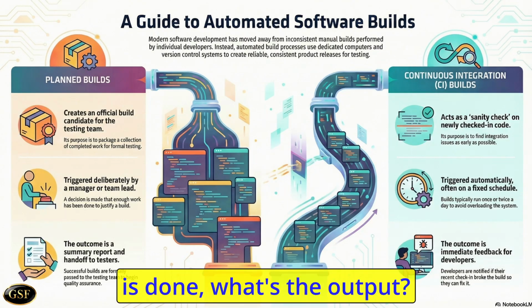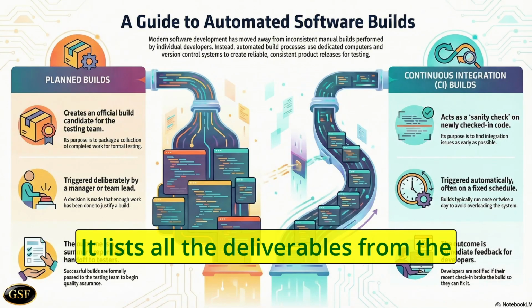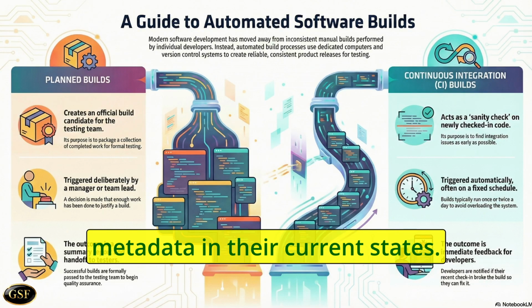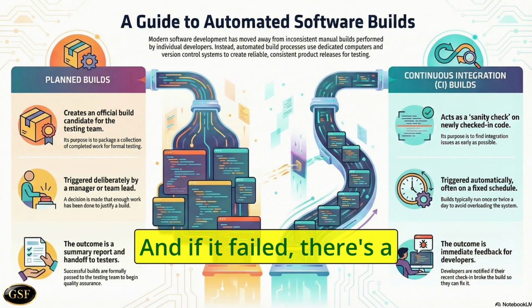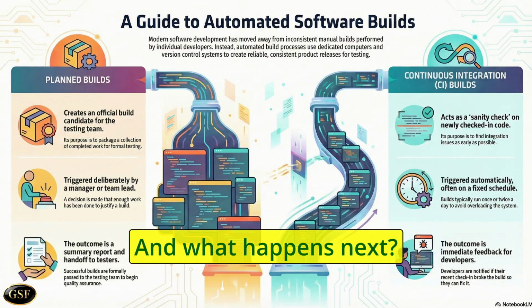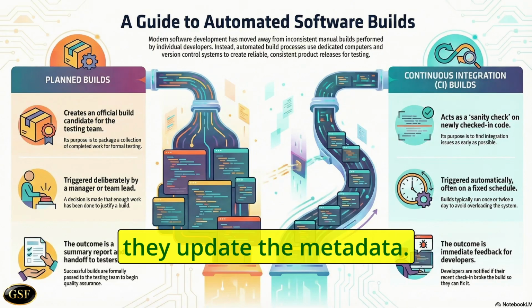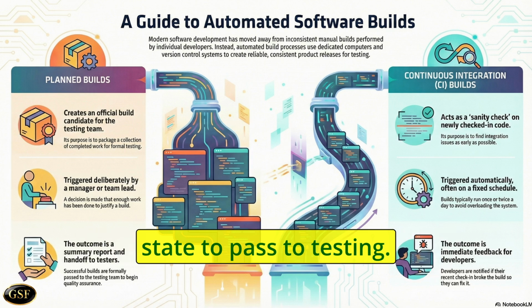So once that compilation is done, what's the output? A comprehensive summary report is generated. It lists all the deliverables from the metadata and their current states. Did the mobile app build? Did the API fail? And if it failed, there's a direct link to the error log. The manager reviews this. And what happens next? Based on the report, they update the metadata. If it all looks good, they change the state to pass to testing.